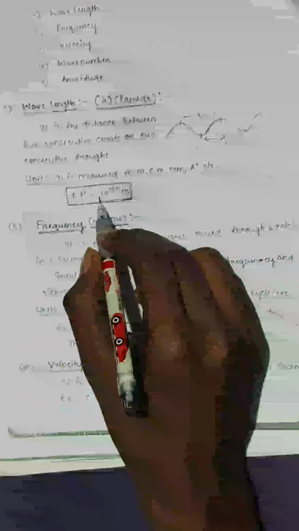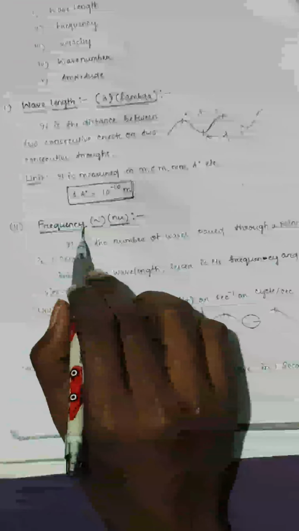And the unit of wavelength is quite simple to guess. If you guessed it, it's correct. It's meter, centimeter, millimeter, or Angstrom, etc., because it is a length. If you don't know, 1 Angstrom distance is 10 to the power minus 10 meter.